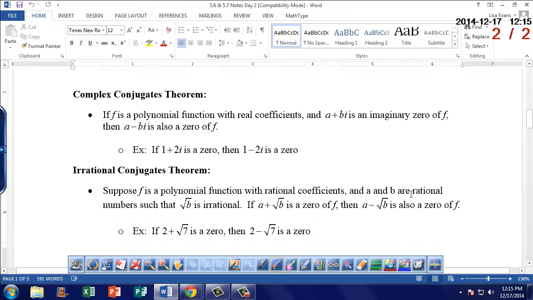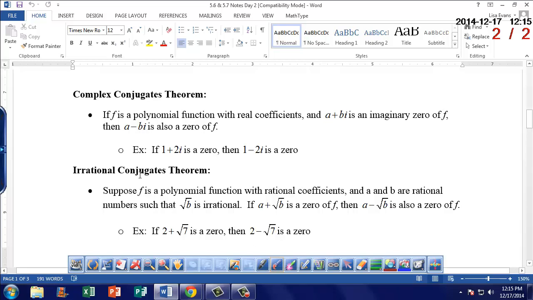Welcome back. Now we need to talk about the complex conjugates theorem. If f is a polynomial function with real coefficients and a plus bi is an imaginary zero of the function, then a minus bi is also a zero. So if we have a complex number, we know that the conjugate of that complex number is also going to be a zero, whether it's written or not.